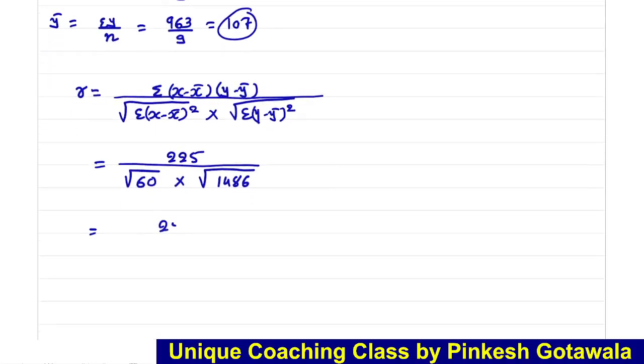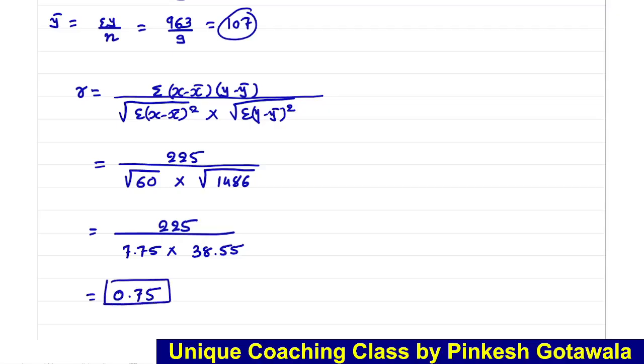So here 225 and the root of 60 is 7.75, and the root of 1486 is 38.55. So 225 divided by 7.75 into 38.55, so R is approximately 0.75.